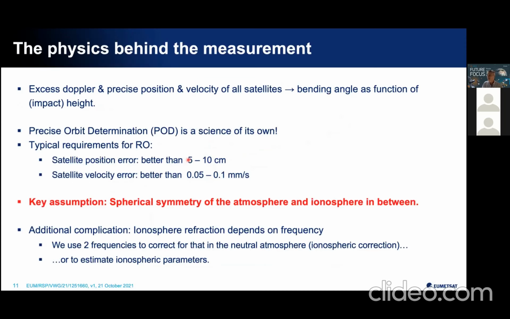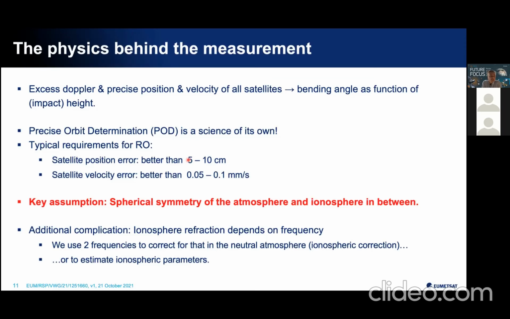So we are taking the measurements of the carrier phases, we are calculating the excess Doppler in the end, we are taking the position and the velocity of all the satellites, and we are calculating the bending angle essentially as a function of height. Now, obviously, we need to know where the satellites are. And it turns out that in order to have a reasonably good measurement or a very good measurement, you need something in the order of maybe a couple of 10 centimeters for the satellite positions.